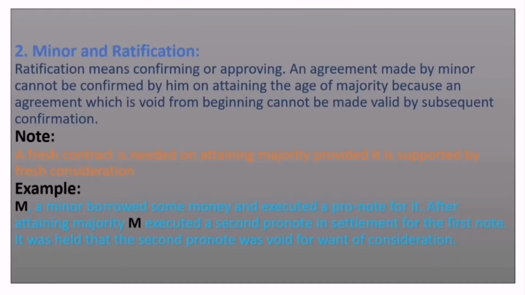Here is example. M, a minor, borrowed some money and executed a pro note for it. After attaining majority, M executed a second pro note in settlement for the first note. It was held that the second pro note was void for want of consideration. So, minor cannot confirm his past acts which he has made during the minority.